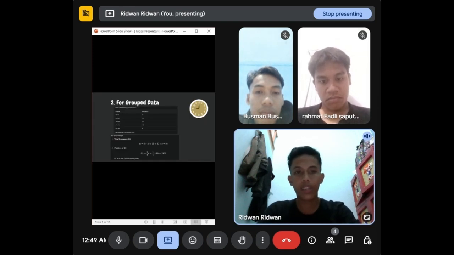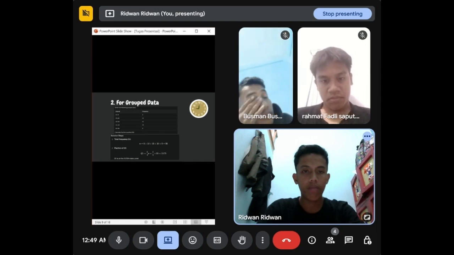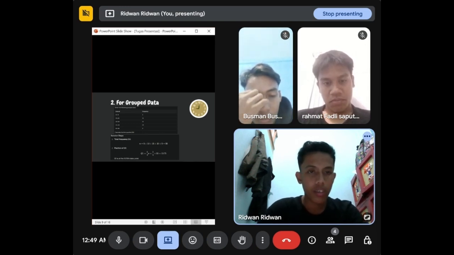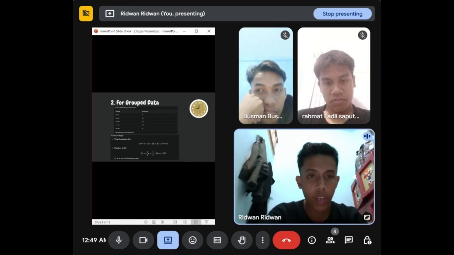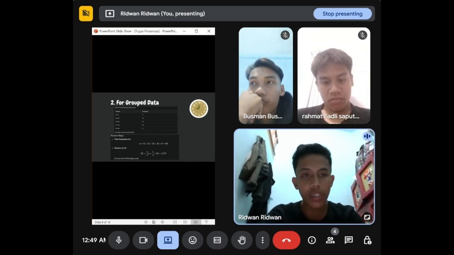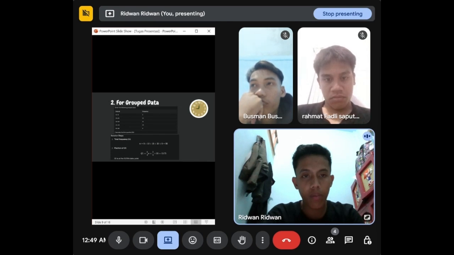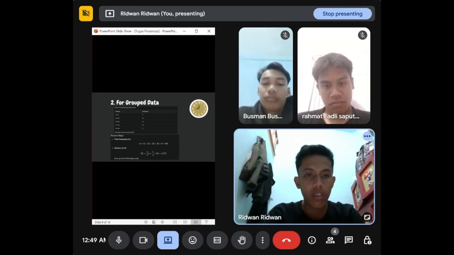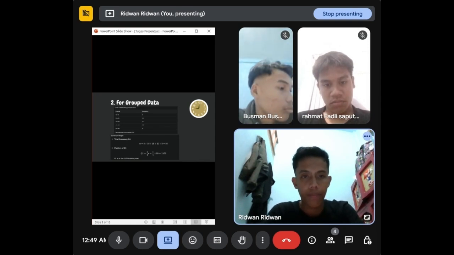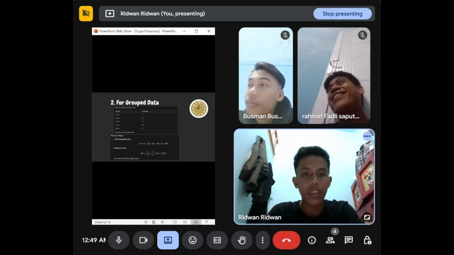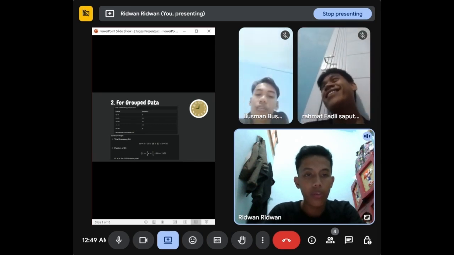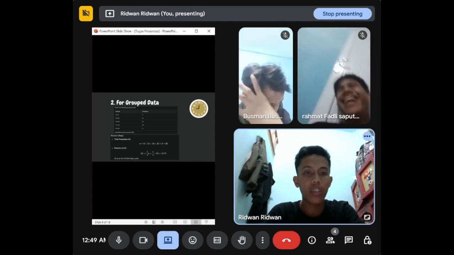The second, for group data, given the following group data: the interval 10 to 19 with frequency 5, from 20 to 29 with frequency 10, from 30 to 39 with frequency 15, from 40 to 49 with frequency 20, and from 50 to 59 with frequency 5.